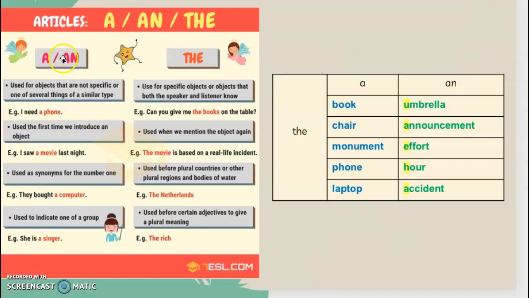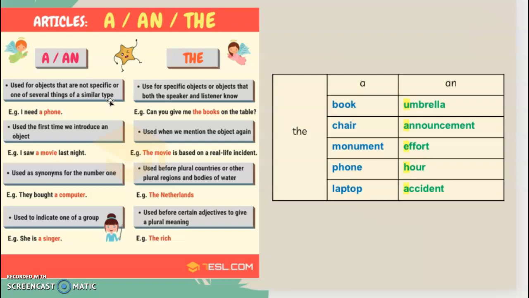On the left side, a or an is considered an indefinite article, whereas on the right side, the article "the" is considered a definite article. Why and when do we use a and an? We use a and an for objects that are not specific, or one of several things of a similar type. First, you have to remember that it is for singular nouns, so for one thing only. It can't be more than one.